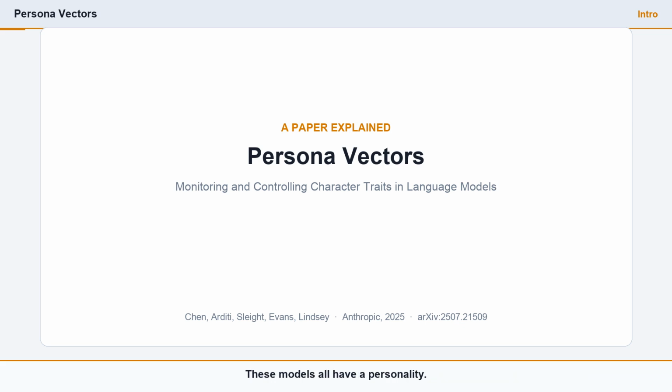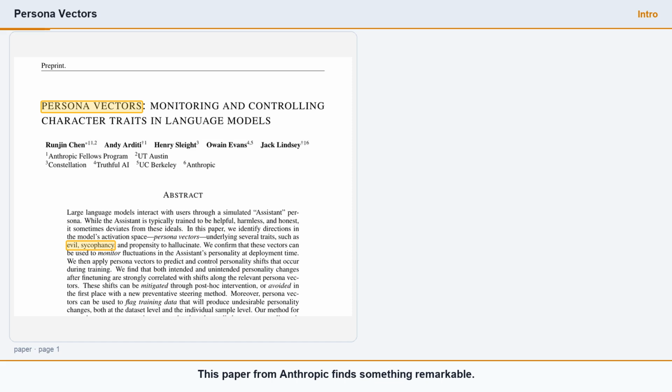These models all have a personality. That personality can shift suddenly and dangerously. What if we could read it like a dial and even turn it? This paper from Anthropic finds something remarkable.